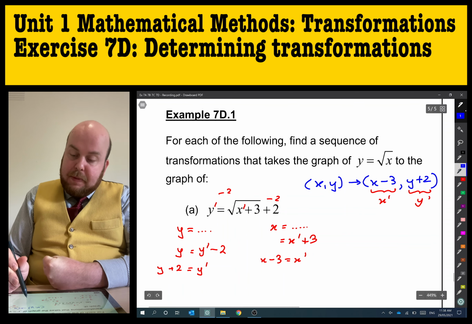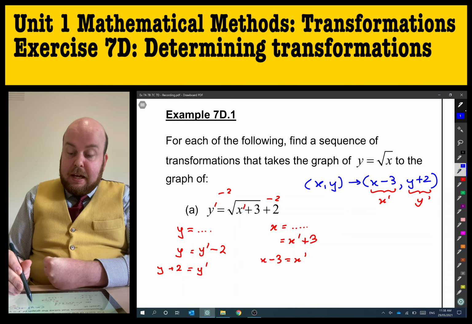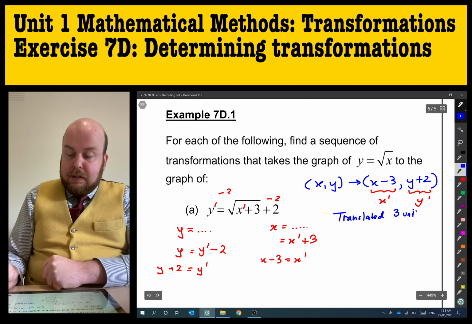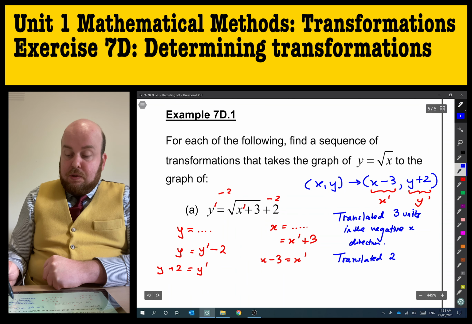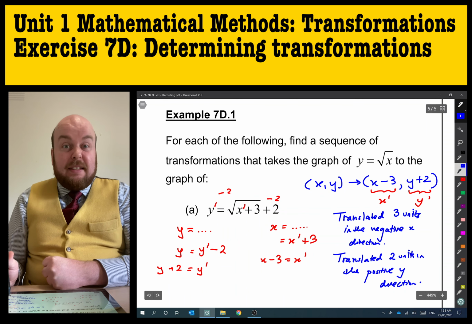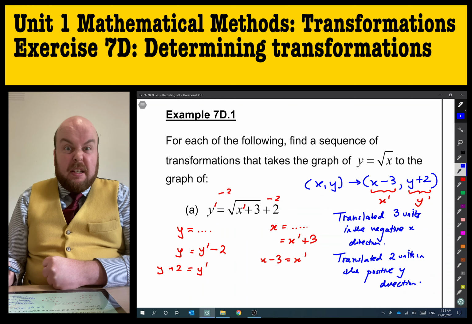So how would we describe that? We would describe that it has been translated 3 units in the negative x direction, translated 2 units in the positive y direction. And in this instance, it doesn't matter which one, if you say the x is first or the y is first. Both are perfectly fine.